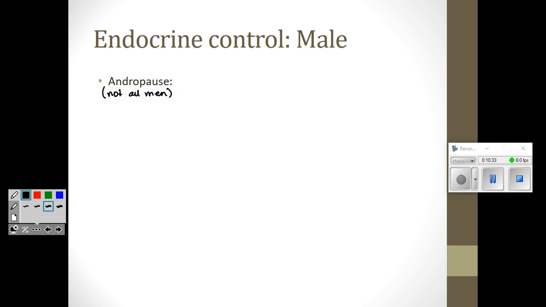But if we look at the word andropause, andro is referring to androgens. It's a pretty generic word for male sex hormones, and pause means stop. So andropause is a decline in sex hormone production.